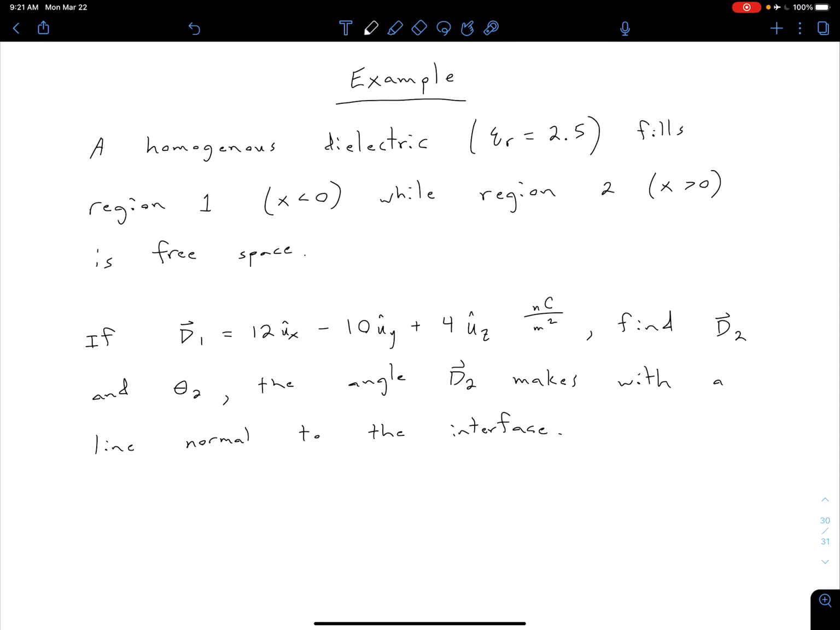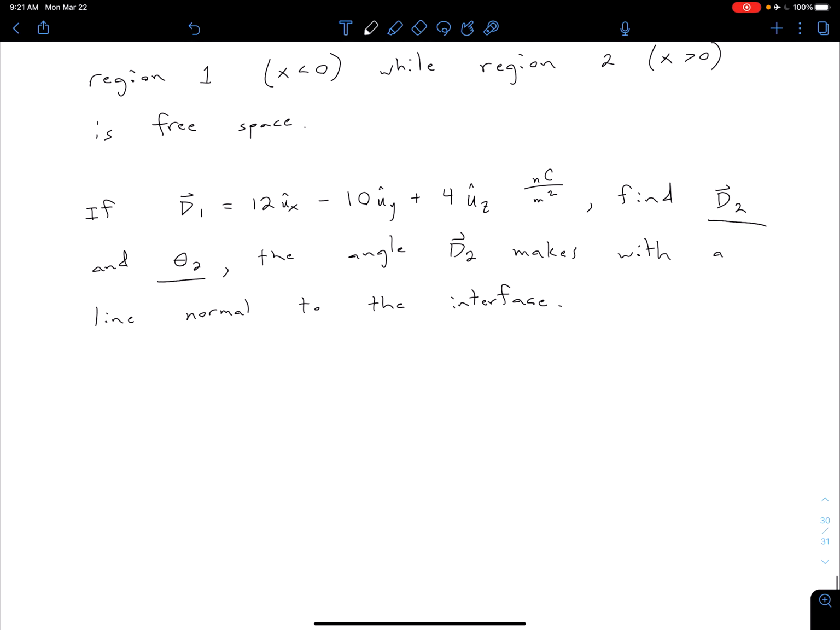And what we want to find is two things. We want to find our D2, our electric flux density in free space in region 2, and theta 2, the angle D2 makes with a line normal to the interface. So as always, what I think we should do with these types of problems is go ahead and sketch out a rough drawing of what we're dealing with.